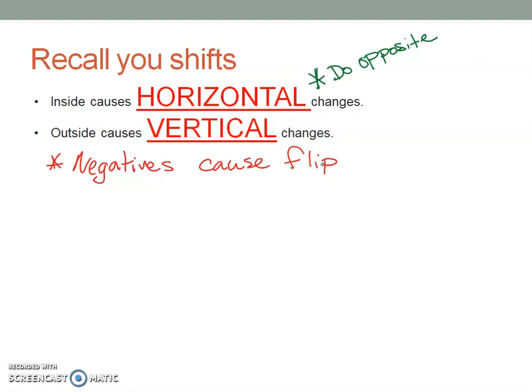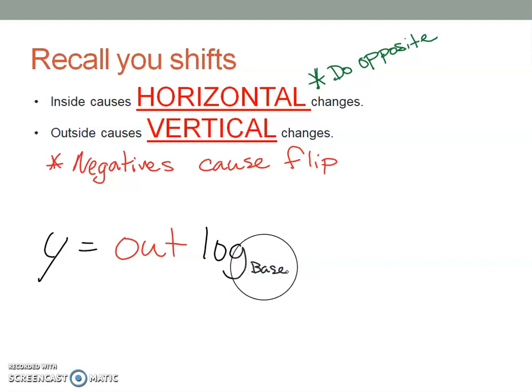So where is the outside and where is the inside? Some of you guys might be able to guess this already. Anything that is out in front of the logarithm is considered on the outside. There can be something down here in the base, but for our graphing, there's not going to be anything there. It's just going to stay log base.